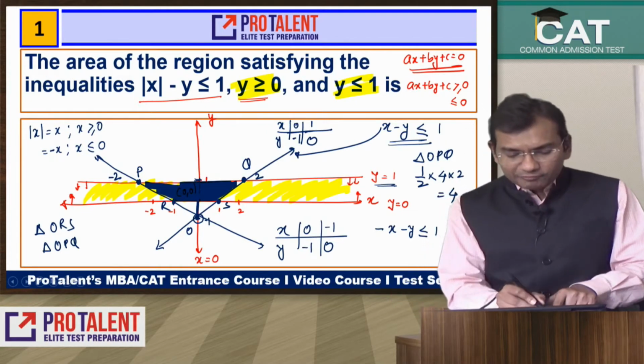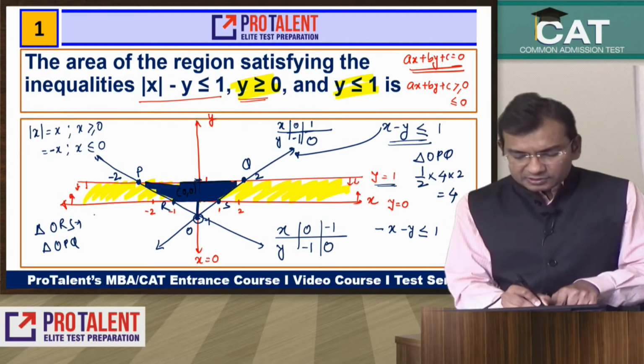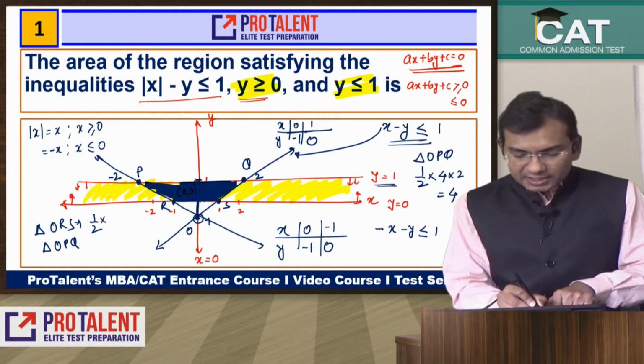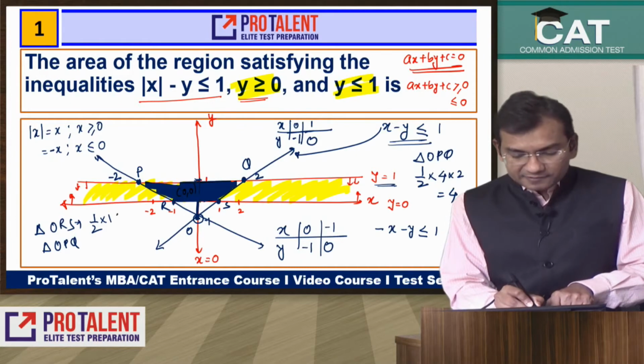What about the area of ORS? ORS का हाइट है, ठीक है, यहां से 1, so this is 1/2, -1 से 0, that is 1, and 1 से -1, the answer is 2, so 2/2, this is 1.